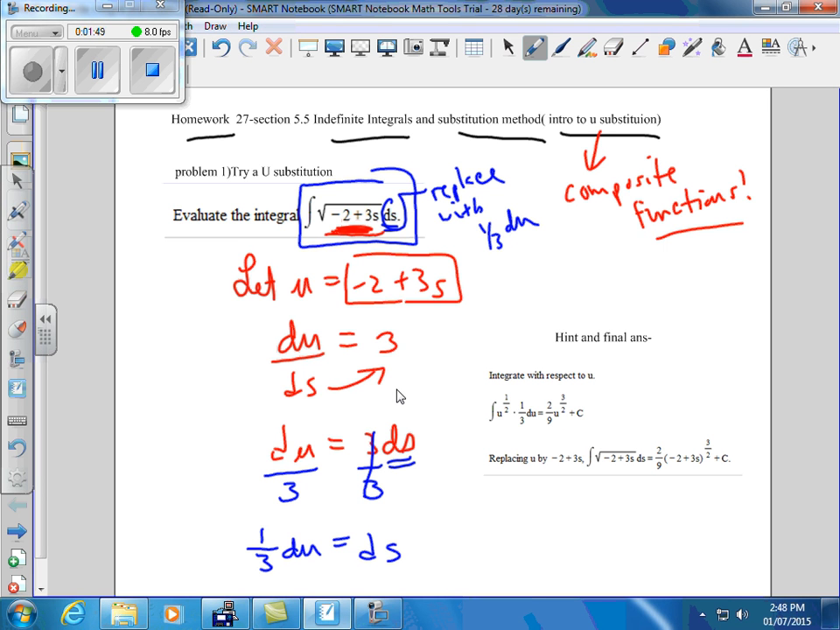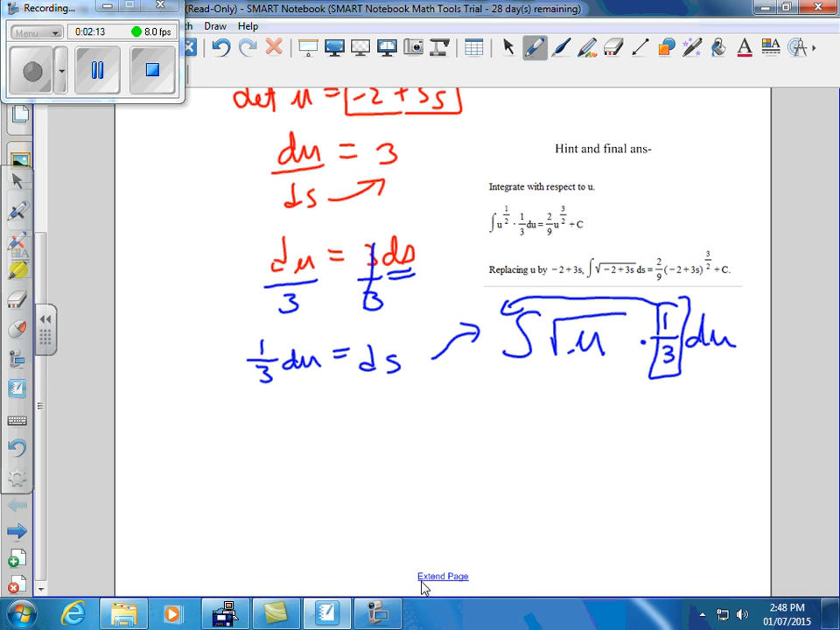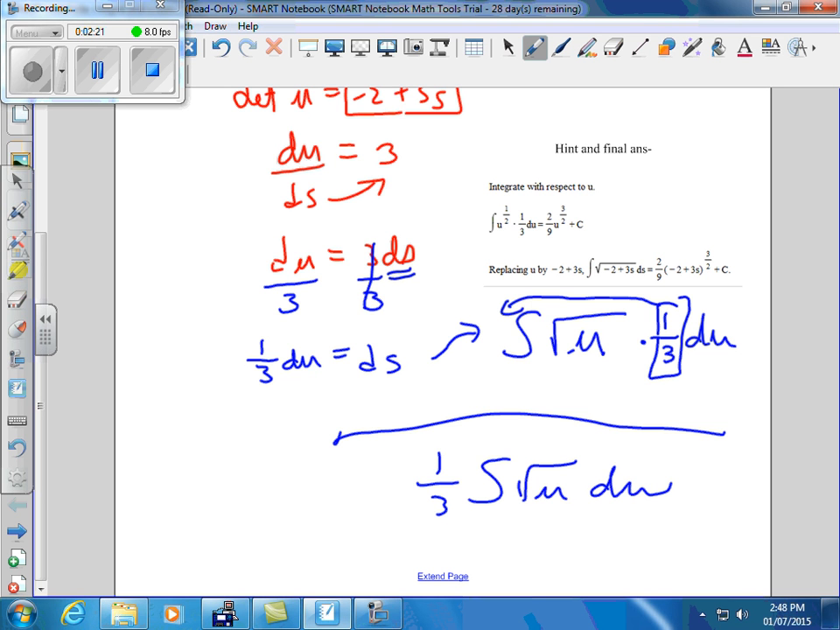So this would lead us to the integral of the square root of u times, and then ds is getting replaced with 1/3 du. Now we know that we can pull this 1/3, this scalar, out front. The constant multiple rule, we can pull that out front of the integral. So then we're going to have 1/3 integral square root of u du. And voila, we have performed the u substitution. Now that really means the integral of u to the 1/2 du. Just keep that 1/3 floating out front.